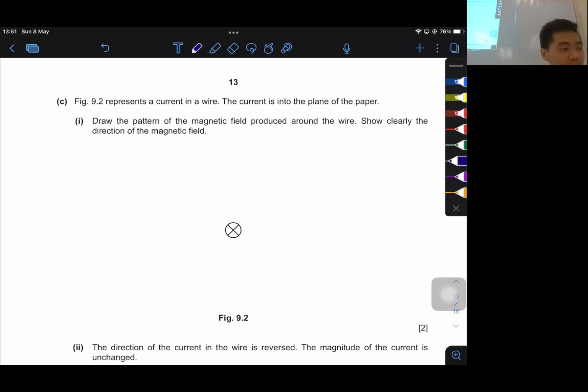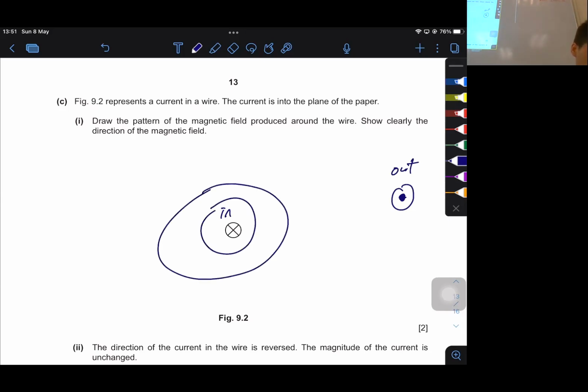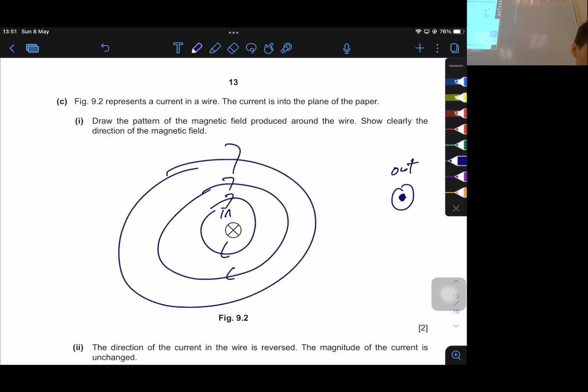Then how do I know when it's going in and when it's going out? The dot. Oh, it's the dot, right? X means to say the current is going in. The dot means to say the current is going out. If it's going in, you're supposed to use which hand rule again? The right hand grip rule. Your magnetic field is going into the paper, and thus your four fingers will be rotating in the clockwise direction. Right. Make sure you draw at least 3. It's required in the mark scheme that you at least have 3 circles. And the circles should be further and further and further apart.